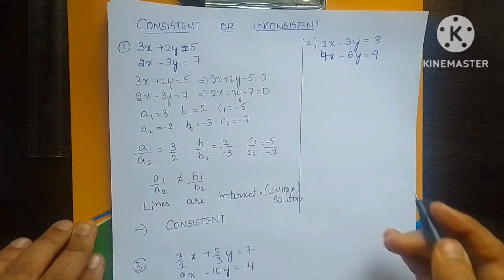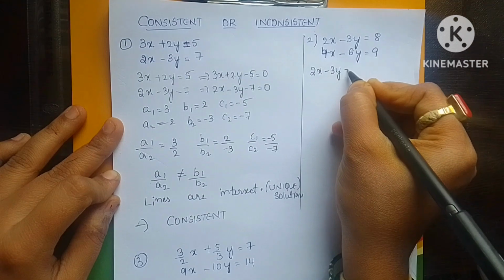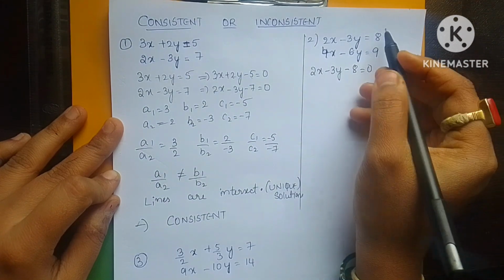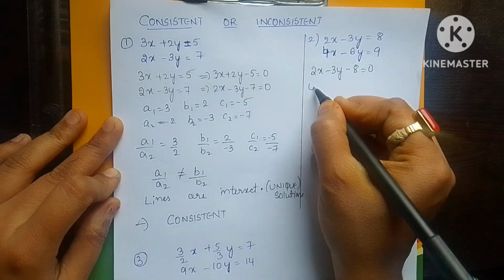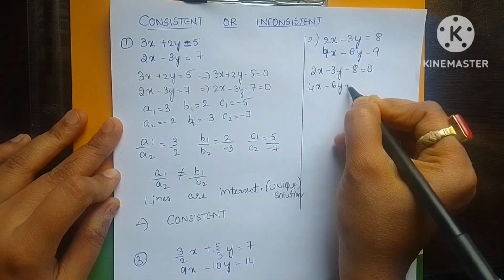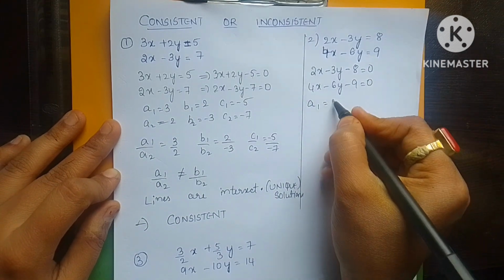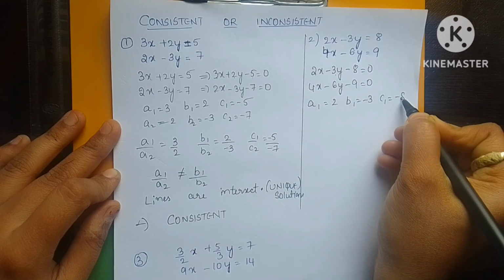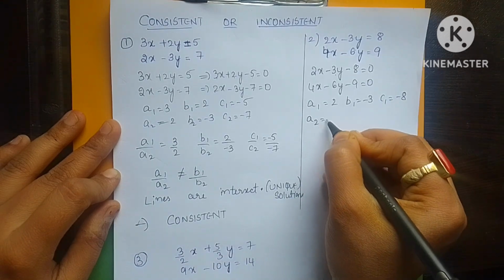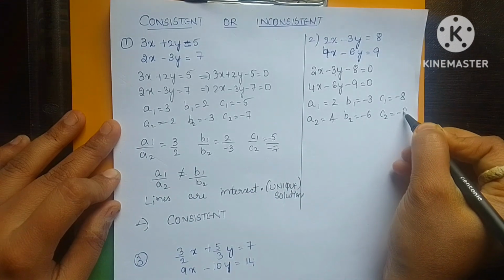In the remaining two conditions, they are consistent only. Now the second question they gave is 2x minus 3y minus 8 equals 0. I changed the 8 from the RHS to the LHS. And 4x minus 6y minus 9 equals 0. Now a1 is 2, b1 is minus 3, c1 is minus 8. a2 is 4, b2 is minus 6, c2 is minus 9.